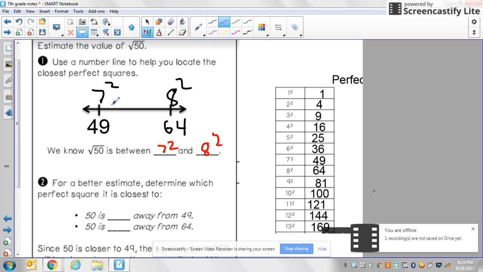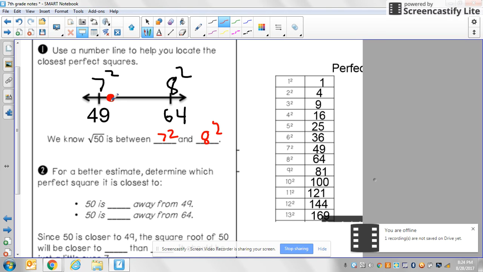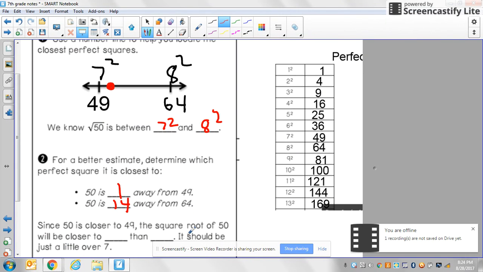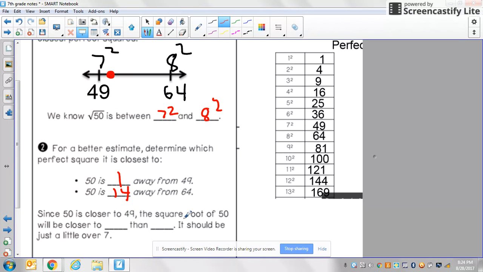Now if we take the square root of 50, we notice it's going to be probably around here somewhere. And notice 50, which is the spot that I graphed, is only 1 away from 49, and it's 14 away from 64. So it's way farther away from the 8 squared than it is from the 7 squared. Now, since 50 is closer to the 49, the square root of 50 is going to be way closer to the 7 squared than it is to the 8 squared. Or I should say actually, way closer to 7 than it is to 8.